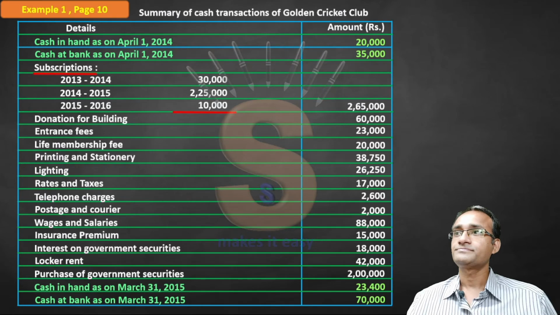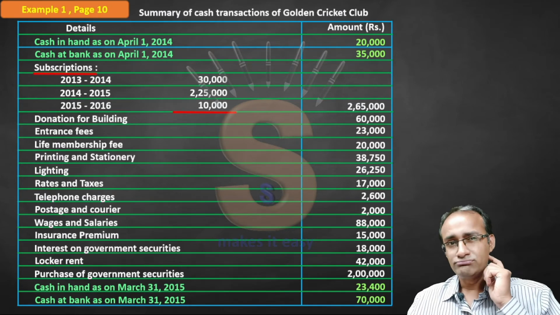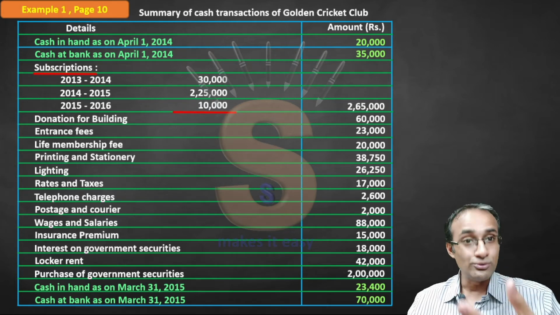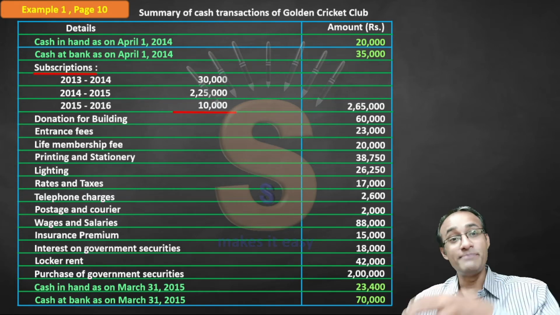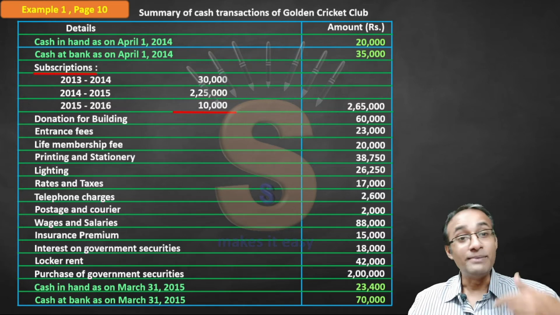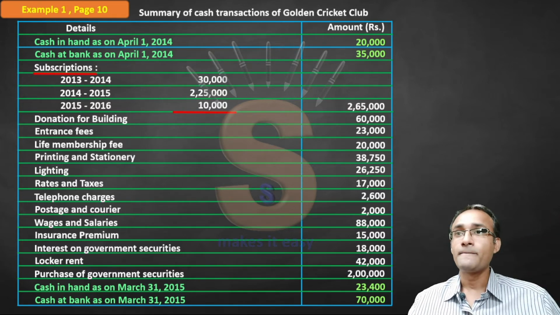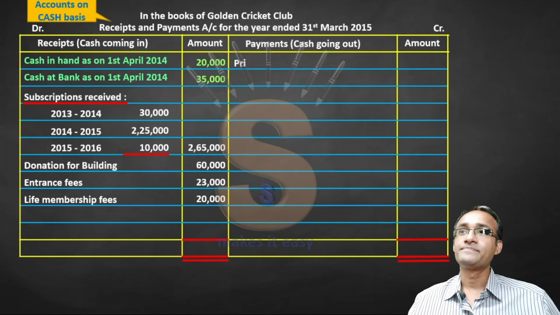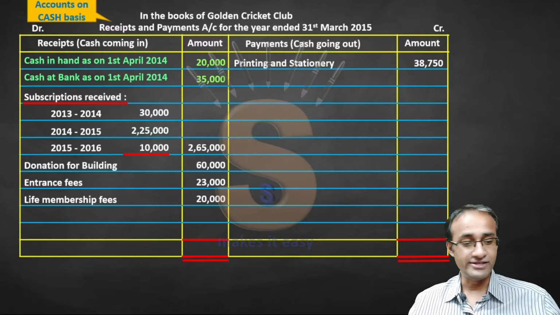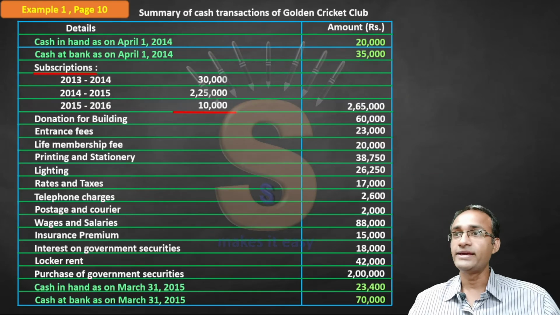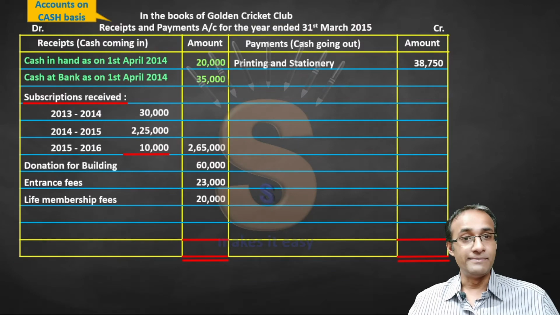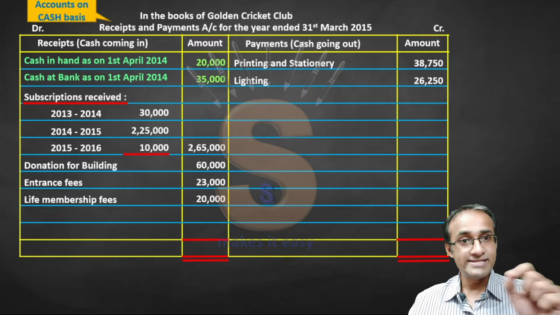Next, printing and stationery. Now do not say पैसे आ रहे हैं, because अगर आप प्रिंट आउट निकालो दुकान में जाके या नोटबुक, पेन, पेंसिल खरीदो, स्टेशनरी, तो पैसे जाएंगे. Money will go out. So it is a payment. Next, lighting, it's an expense, money goes out. So on the payment side, lighting 26 to 50.